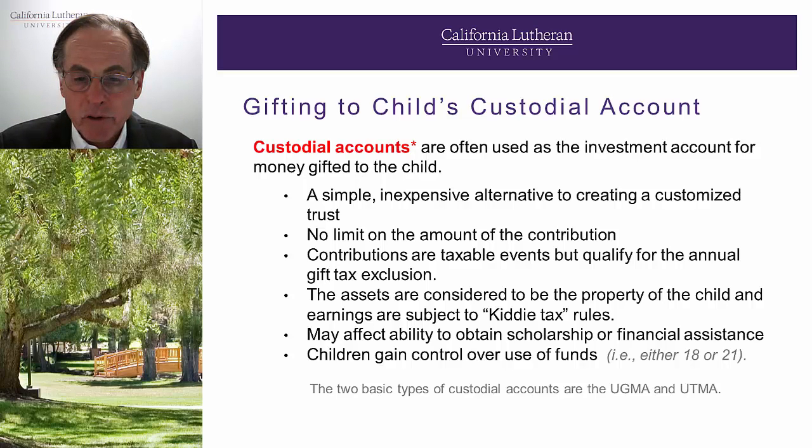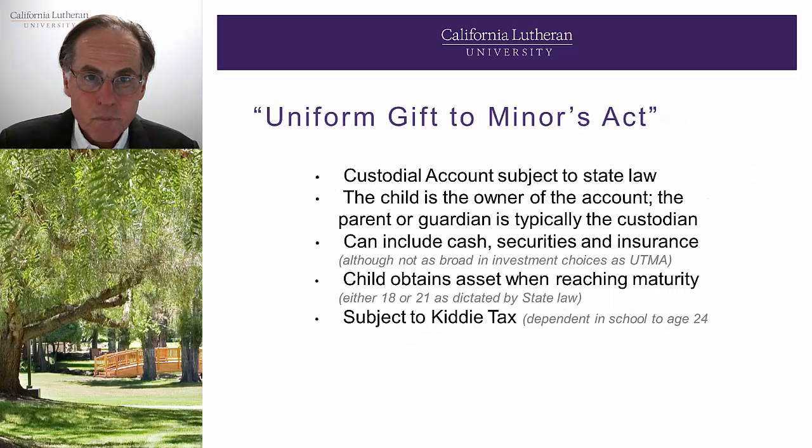Assets have to be turned over to the child when they reach majority. That's either age 18 or 21, based on the custodial account agreement. That means the child could end up using the funds that were intended for educational funding for other activities. There are two basic types of custodial accounts, the UGMA account and the UTMA account. The Uniform Gift to Minors Act, or UGMA, is a custodial account subject to state laws.